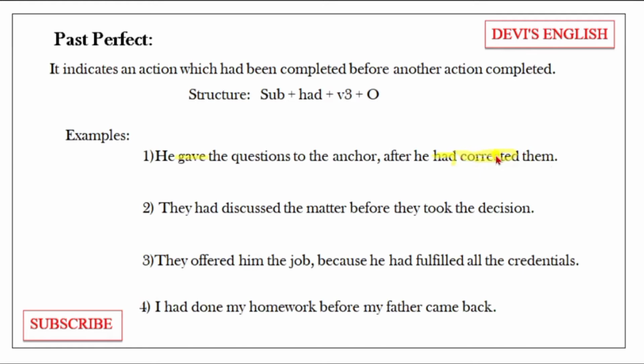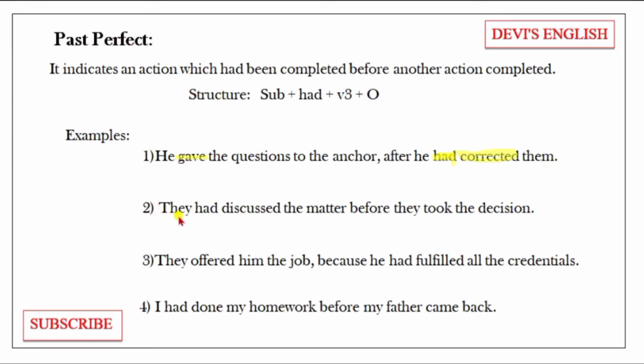Gave here indicates past tense, it is simple past tense. Had corrected here indicates past perfect tense. So he gave the questions to the anchor, a completed action. Before that, he had corrected them. He corrected those questions, after that gave them to the anchor. So that is indicated in this sentence. One action is a completed action, one action is an earlier completed action. So then we are using past perfect tense.